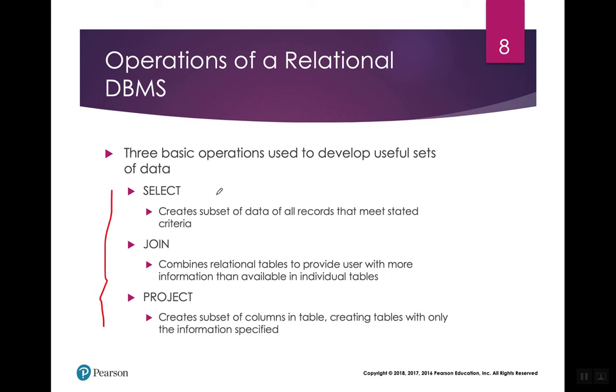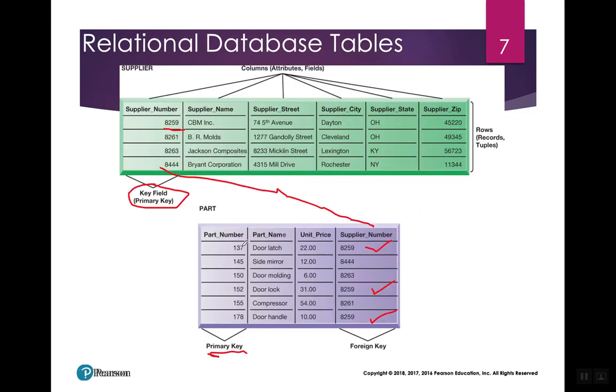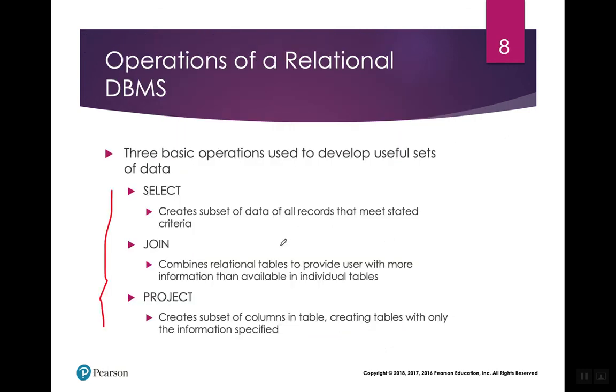Then I can combine a select with a join. A select will retrieve a subset of the data. A join will allow two tables to be connected together via the foreign key and the primary key. So I can select data from this table and this table where the supplier number is equal to the supplier number. That's known as a join. We combine relational tables together to provide the user with more information.